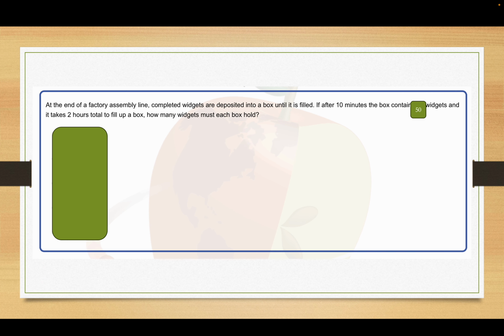Choice A. All right, this one we worked on last week, or the other day. Let's have you try this one, but I changed it to the box containing 50 widgets in 10 minutes. Go ahead.